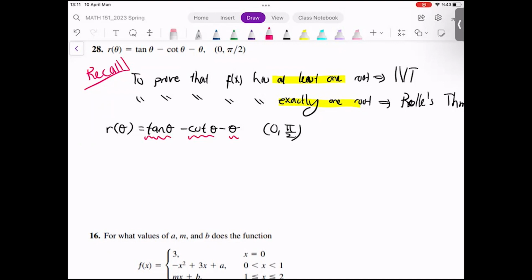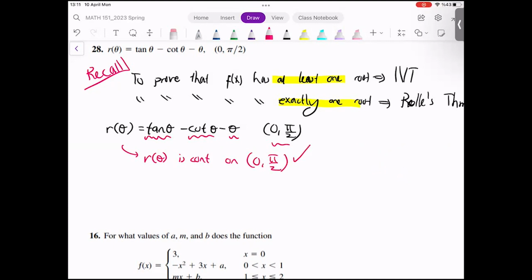Like, you know, tangent theta is sine over cosine. And cosine theta is 0 when theta is pi over 2, for example. Tangent theta is discontinuous at pi over 2, but look at the interval. It is not included. So over this interval, we are safe. Tangent theta and cotangent theta are always defined. Okay, so I will remove this one. So over the given interval, tangent theta and cotangent theta are always continuous. So I will say that r theta is always continuous on the given interval. Okay, so this is checked.